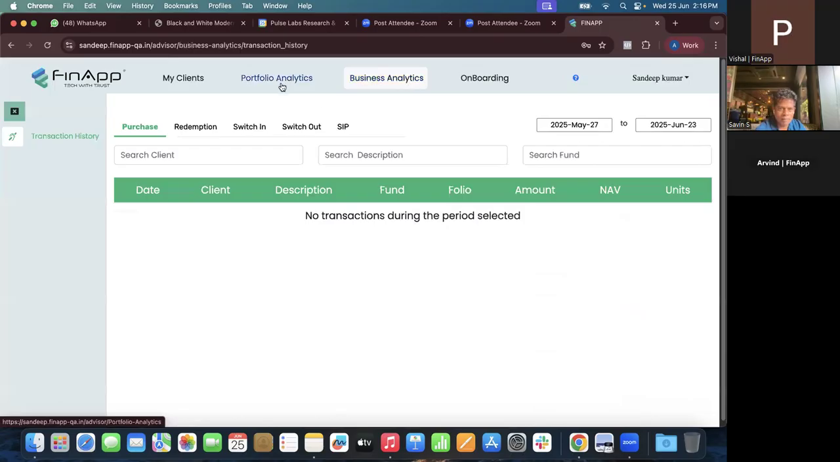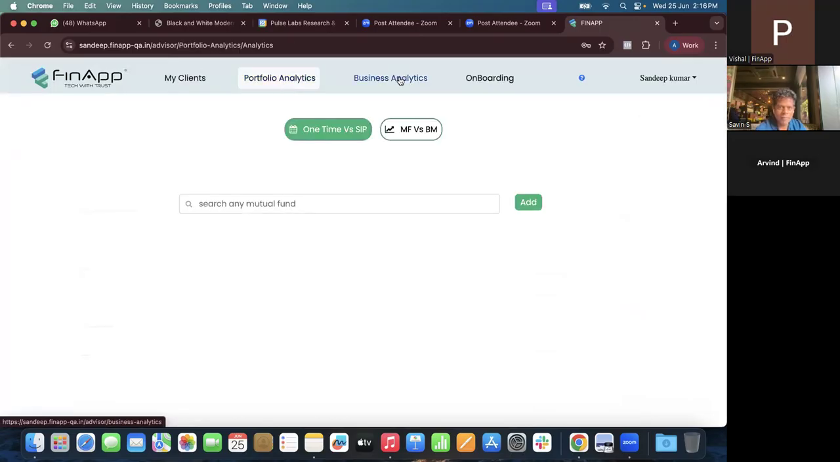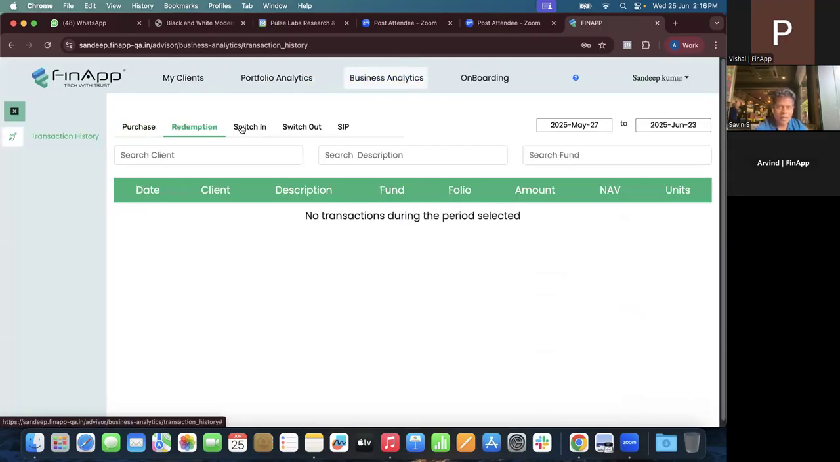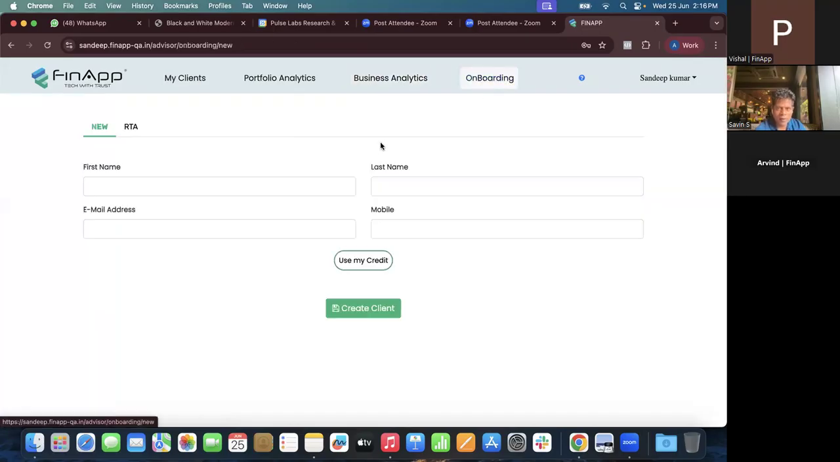Here you can see what are the transactions which are happening with the client, how many have been completed, everything is available here. Okay. There are two things which are not on this platform right now.